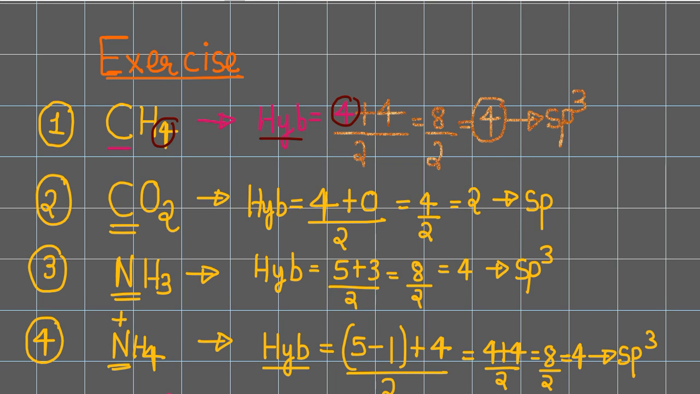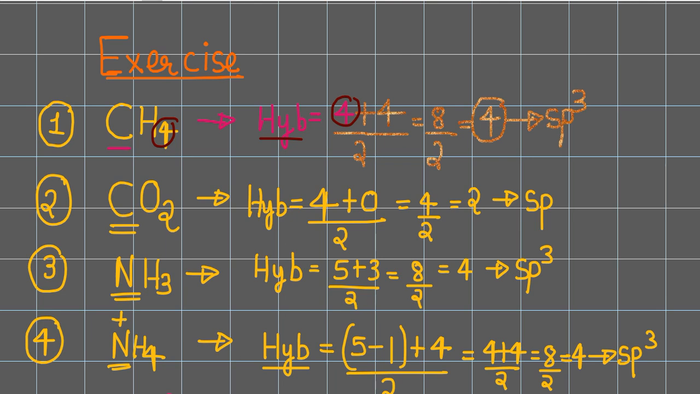NH3, nitrogen. The number of valence shell electrons is equal to 5. Number of monovalent atoms: hydrogen is a monovalent atom. Actually, group 1 and group 17 elements are monovalent, their valency is 1. So 5 plus 3 by 2, 8 by 2 is 4.